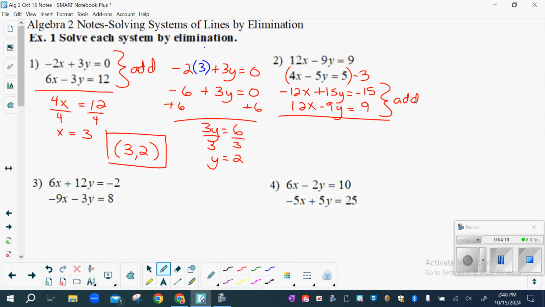So now when we add them, the x's cancel, and we get 6y equals negative 6. Divide by 6, and y is negative 1. Are we done? Not yet. We still need to find our x value. Use either equation.